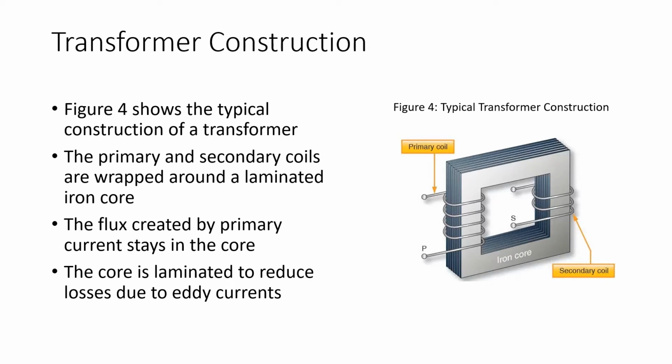Now they do this so that the flux that's created by the primary current will stay inside the core and not just go out into space. And this core is nearly always constructed of laminations, and they do this to reduce the losses due to eddy currents.